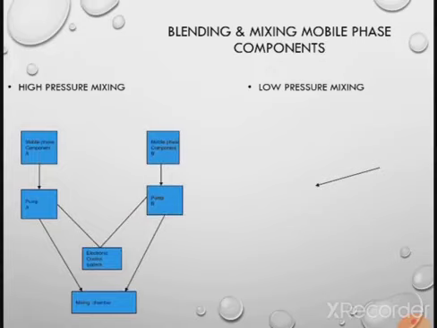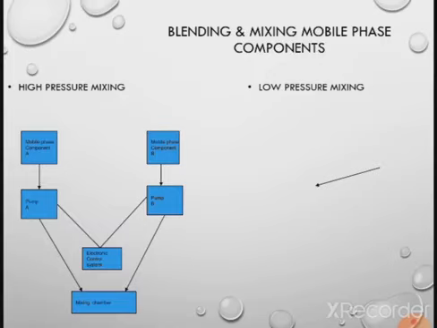As we are saying, there is mobile phase component A and another is mobile phase component B. The mobile phase component A is pumped by using pump A into the mixing chamber, as well as mobile phase B is pumped by pump B into the mixing chamber with the help of the electronic control system.